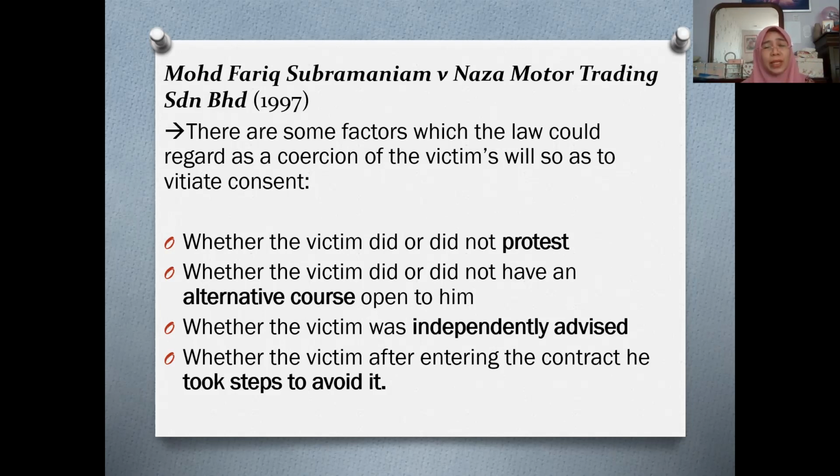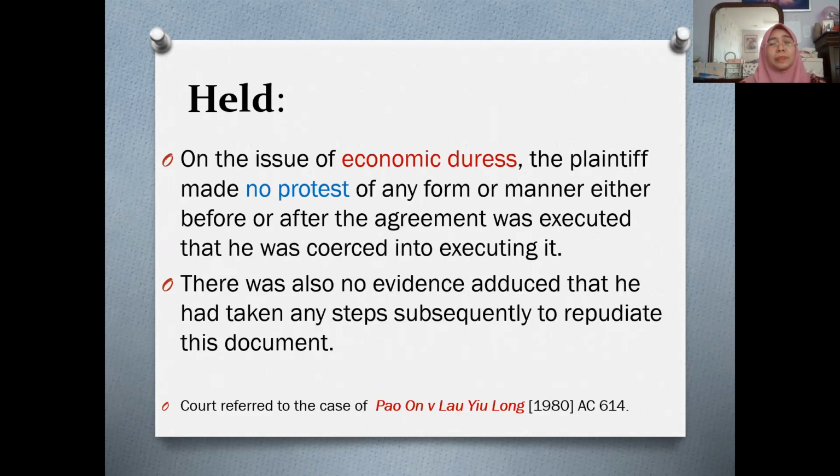The court said there are some factors which the law could regard as coercion of the victim's will, so as to vitiate consent. So the court listed at least four factors here to see whether the victim was under duress or not. First, whether the victim protested or did not protest, whether there was any alternative course, whether there was any independent advice, whether the victim took steps to avoid it. If the answers are all in the affirmative, then yes, the court might agree there might be duress, which vitiates consent. He must fulfill all the factors here.